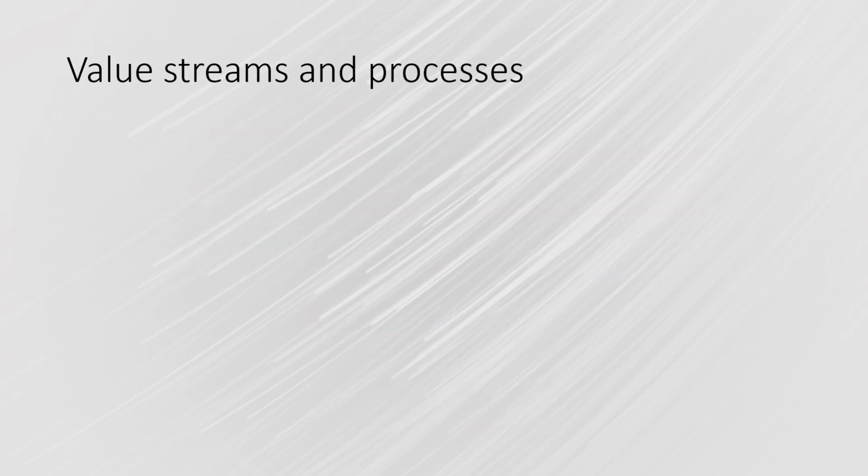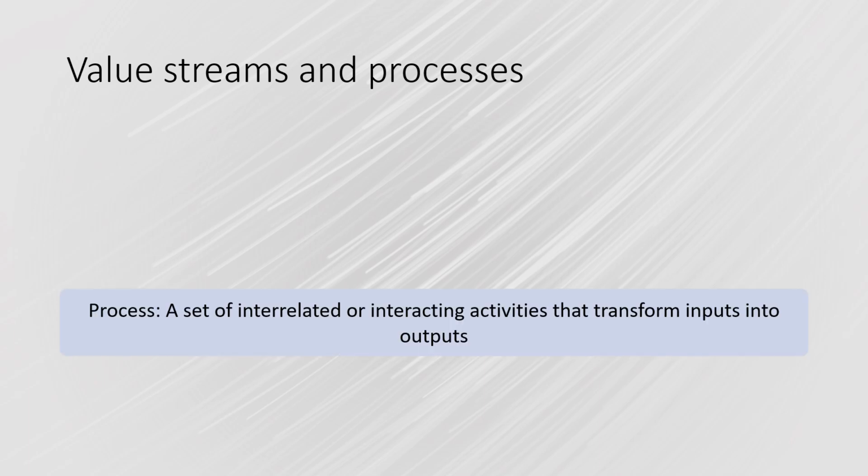Next up, the dimensions of service management, starting with the value streams and processes. First, a few definitions. Process. A set of interrelated or interacting activities that transform inputs into outputs. A process takes one or more defined inputs and turns them into defined outputs. Processes define the sequence of actions and their dependencies.